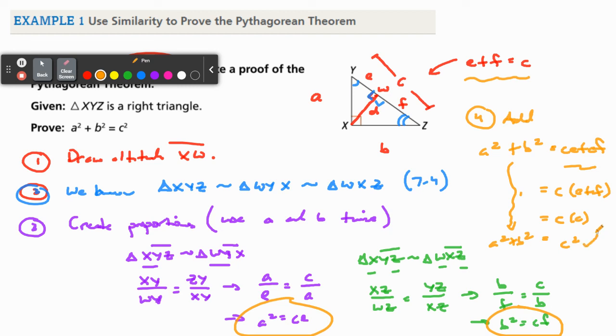So a little clever proof there of the Pythagorean theorem for you guys to think about. There are many, many, many ways to prove the Pythagorean theorem.